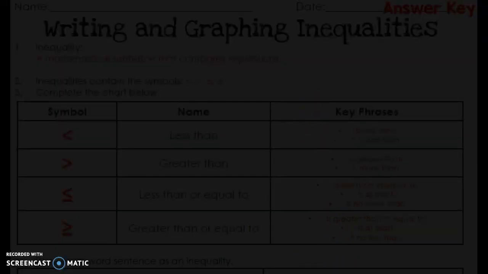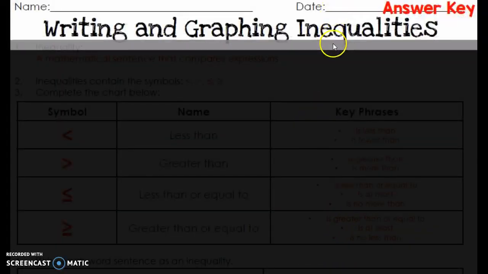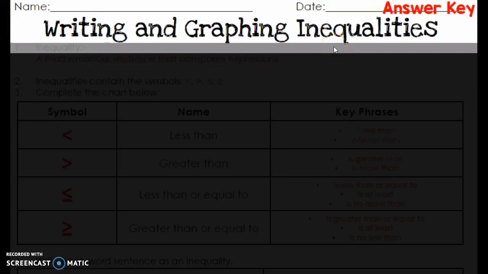Hello everybody, make sure you have these notes in front of you. The notes look like this. At the top of your screen it will say writing and graphing inequalities. Mine says answer key, yours will not. Please put your name and the date at the top. You know you're going to have to show us these when you get done.